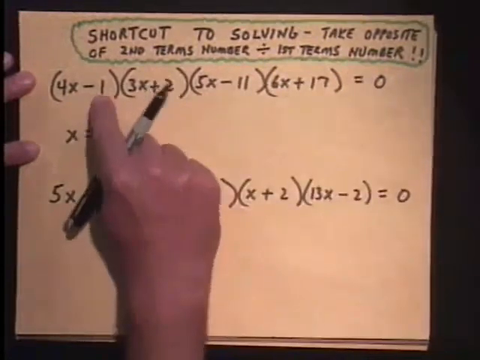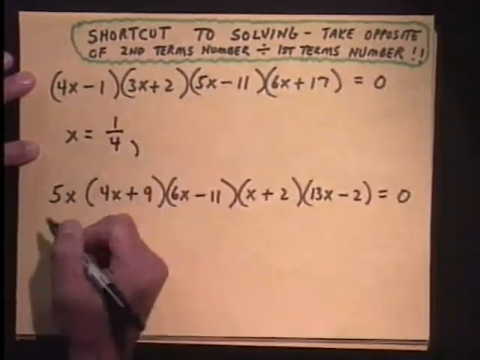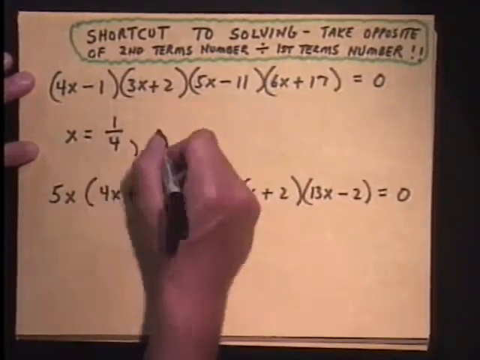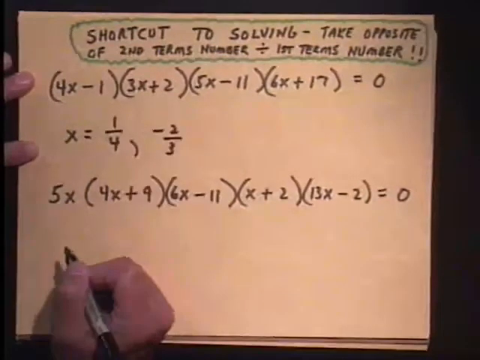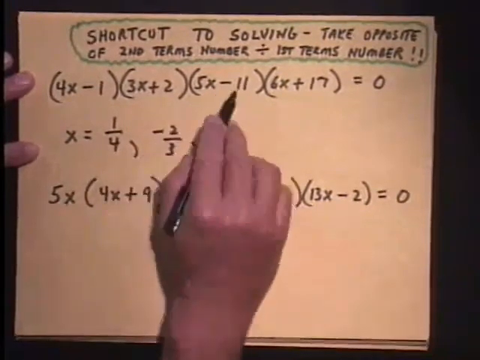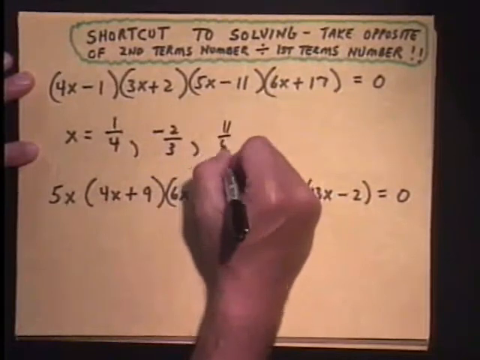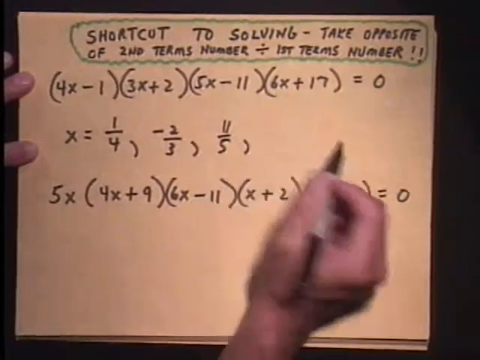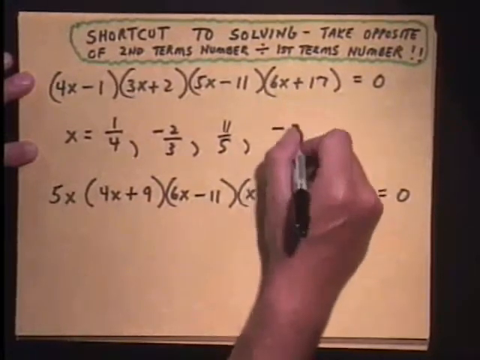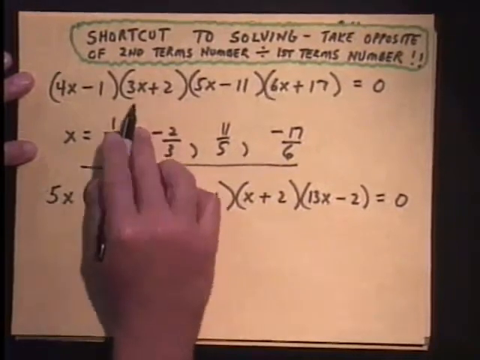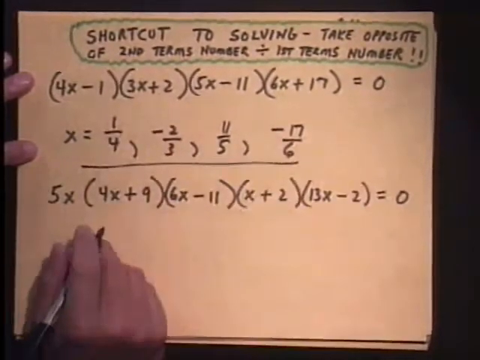So the opposite of that is a positive 1 over 4, 1/4. What would the next one be? The opposite of the plus 2, minus 2 over the first term's number, 3, minus 2/3. Y'all like that shortcut? How about the next one? The opposite of the negative 11, positive 11/5. And boy, as they get larger, this is a really nice little trick. The opposite of a plus 17, minus 17/6, and there are your 4 answers. How about that? What a time saver. See, so if you were to set them all equal to 0 and go through the equational things, you would get that, guaranteed.